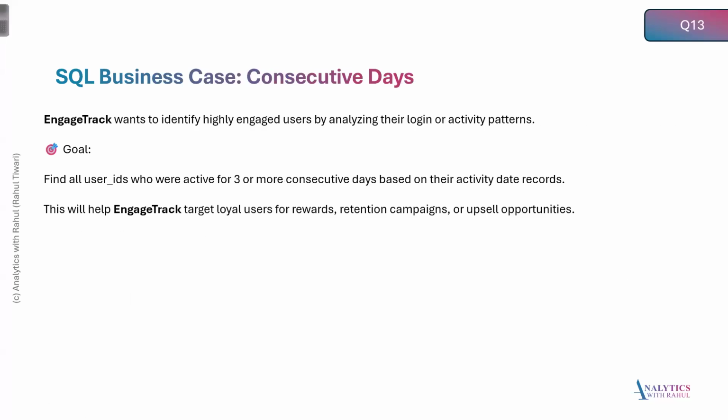Engage Trick wants to identify highly engaged users by analyzing their login and activity patterns. Find all user IDs who are active for 3 or more consecutive days based on their activity date records. This will help Engage track target loyal users for reward retention campaigns and upsell opportunities.